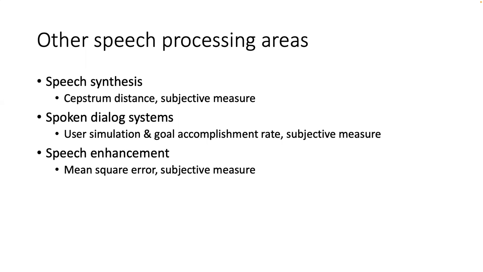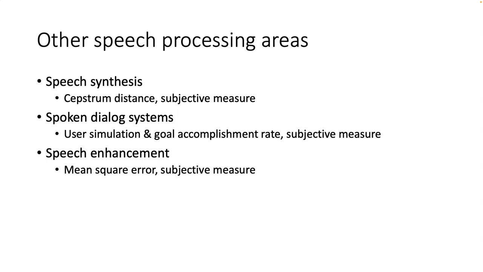For example, speech synthesis. There are several objective measures, but we actually have to use a subjective measure, which means we have to listen. Same for speech enhancement. There are several other objective measures, but finally, we have to listen. For spoken dialogue systems, we have to ask people to use it and get some questionnaire to get their satisfaction opinions and so on. So in other speech processing areas, a lot of objective measures have been proposed, but they are not perfect, and people usually still use human evaluation. But for speech recognition, we actually don't have to.